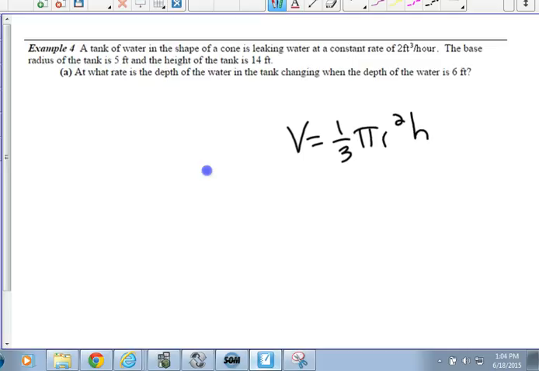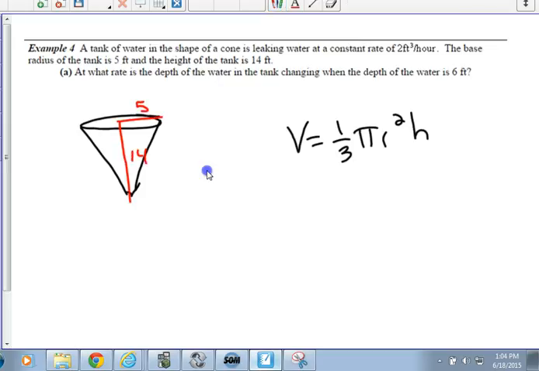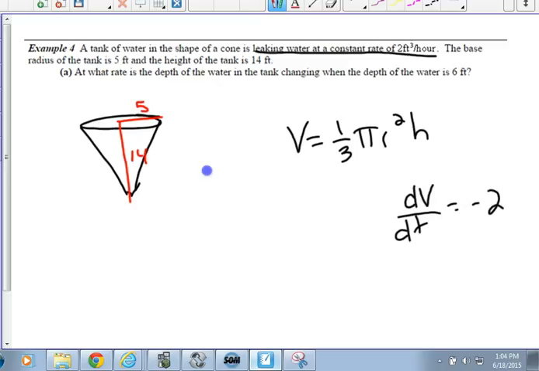Okay, so there's a little cone. It's 14. Okay, so if you're someone who likes to identify stuff first, we can absolutely do that. What is the VDC? Do we know that? Okay, and it's leaking. Be careful. The other one we were filling. So how do you represent that? Negative 2. Good. Okay. All right.